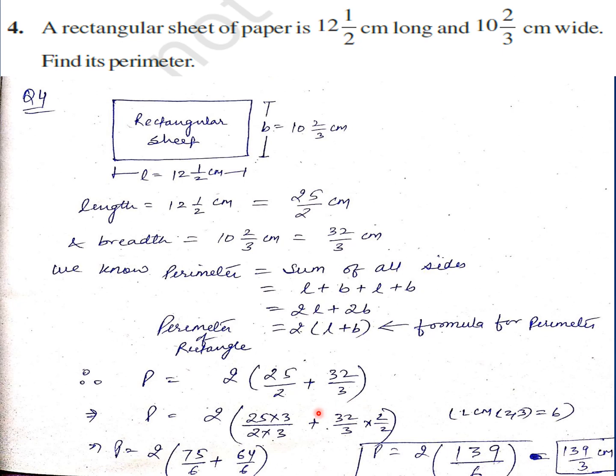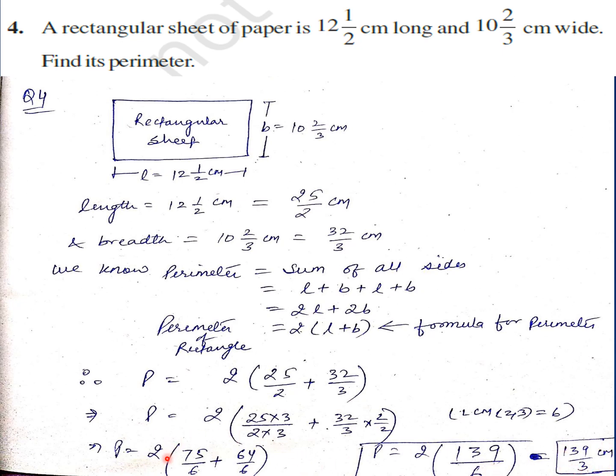You all know how to solve it further by making these same. LCM of 2 and 3 is 6. So you may see I multiplied 3 by 3 in the first number and I multiplied 2 by 2 in the second number. So I got 2 bracket 75 by 6 plus 64 by 6. After adding them, I got 139 by 6. Then 2 ones are 2, 2 threes are 6. And the answer is 139 upon 3.